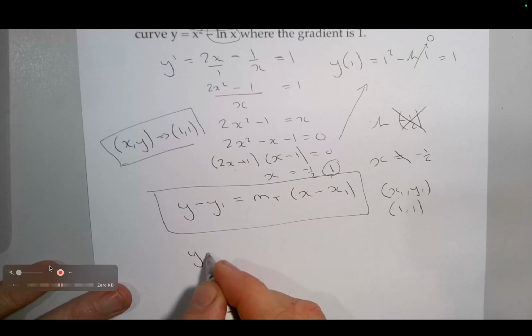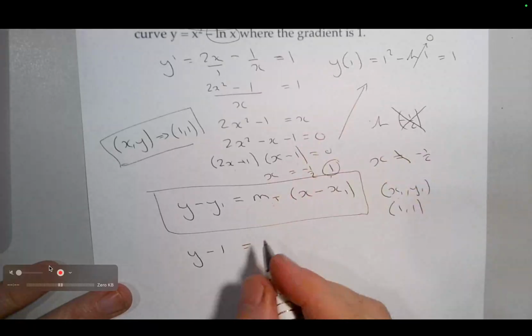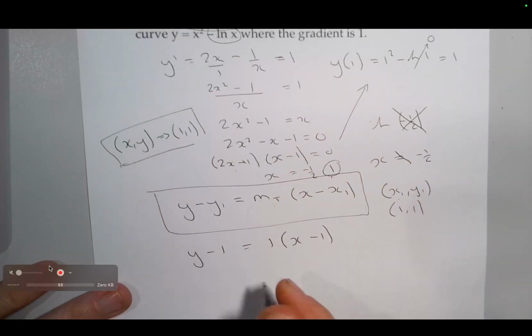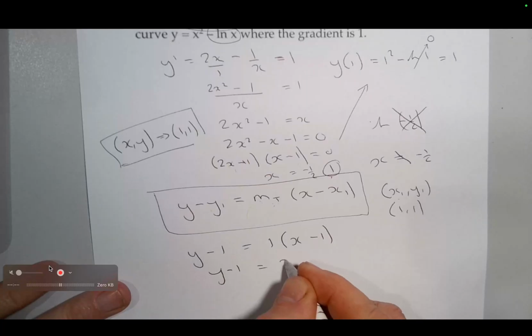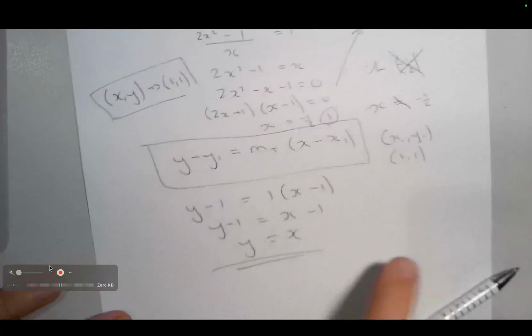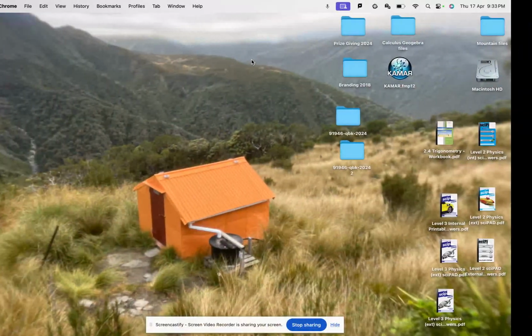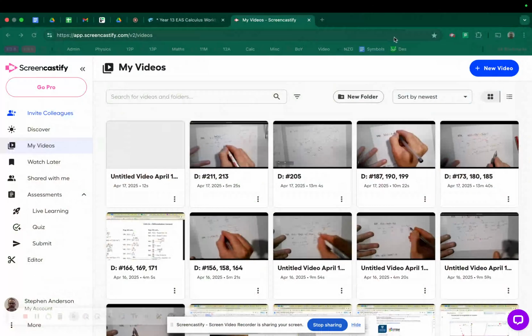So we've got y minus 1. Now, what's the gradient? It's 1, x minus 1. So y minus 1 equals x minus 1. That goes over there. y equals x. So that is why I've put just here y equals x, and dotted is the way I like to show the tangent line going through there. Okay, that was number 244. Let's go up to here and push stop.